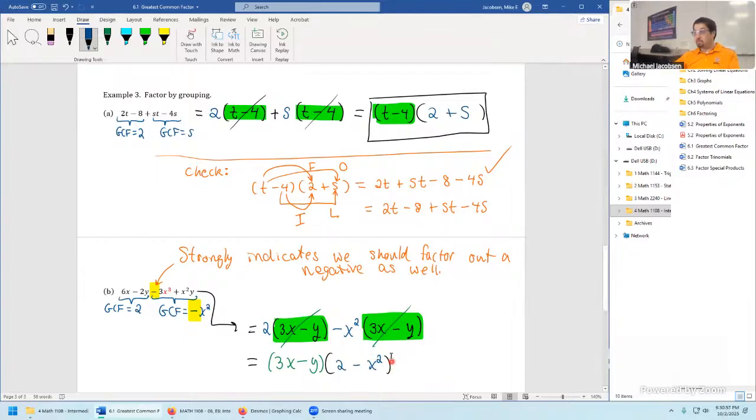Then that does it for the problem. The answer would be 3x minus y times 2 minus x squared. And you can give these in either order. If you factored this to the right, you might have put it in the answer, parentheses 2 minus x squared, times over here, parentheses 3x minus y. That would be a completely acceptable answer as well.